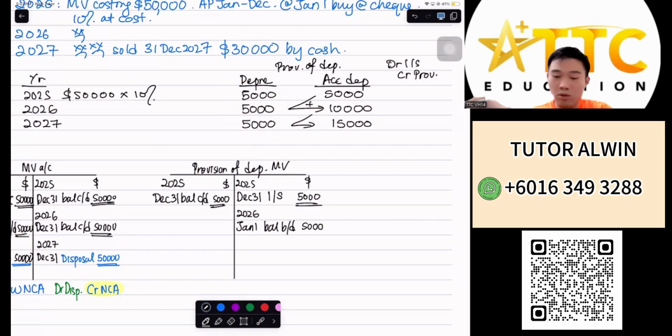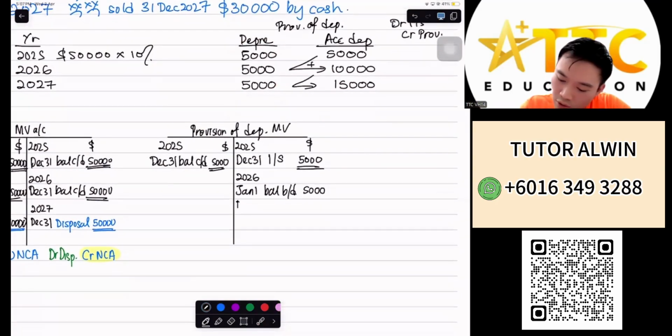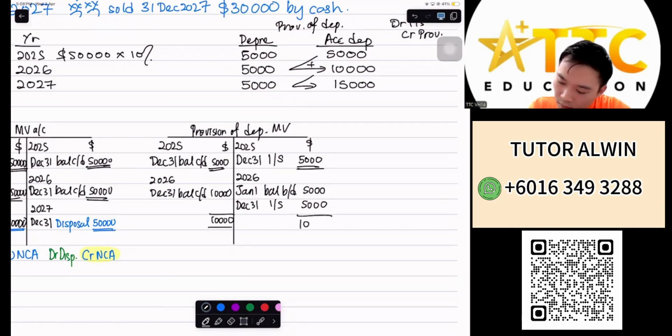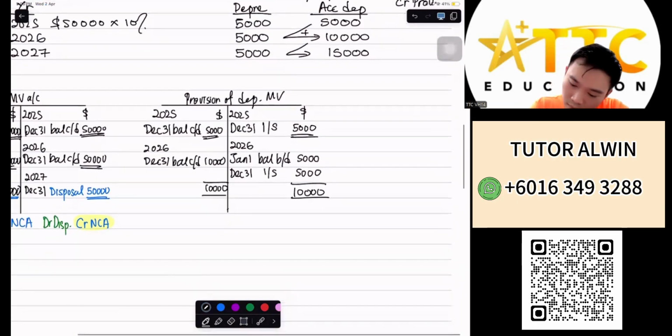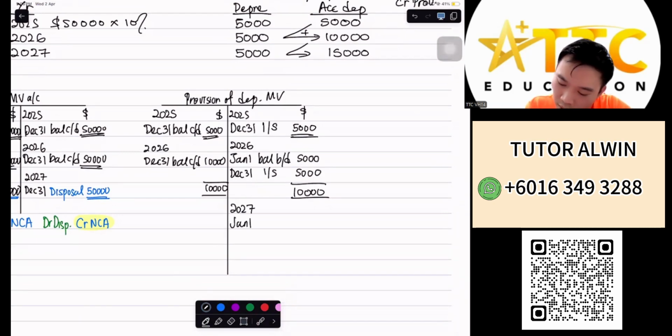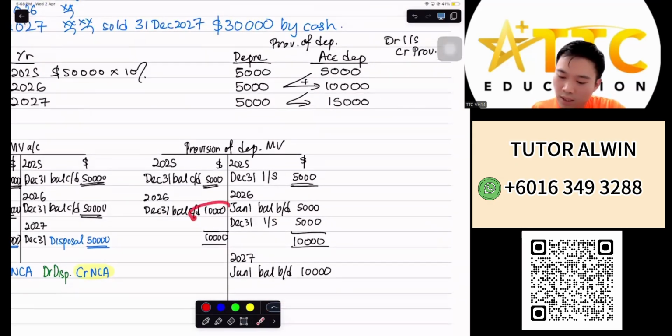Okay, provision is always balance carry down, brought down all the time. And during 2026, I have another 5,000 of depreciation. And therefore, my accumulated ones will be 10,000. So 2027, January 1, I have a balance brought down of 10K. Notice that the balance carried down is always the accumulated depreciation. And the one in the income statement here is the depreciation for the year.